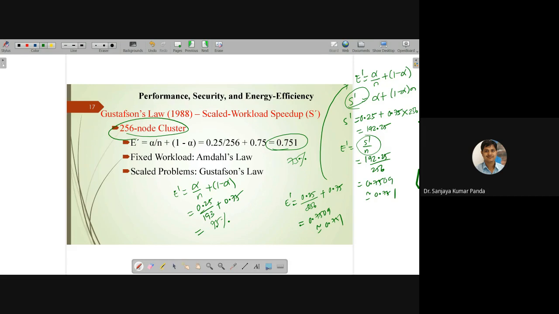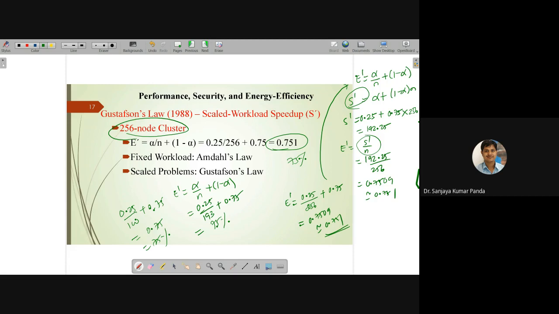So how many processors you can execute? Based upon that, you can make a conclusion. Like here you can see, in comparison to 256, if you have fewer processors, it is better. Again, if you try with only 100 processors, then 0.25 divided by 100 plus 0.75, you are still getting 0.75 only. So with a lesser number of processors, it is better.